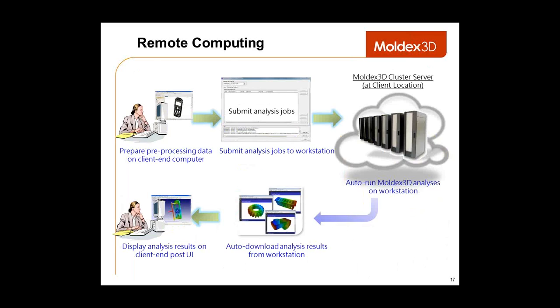Remote computing. The way the private cloud and the pay-per-use system works will be explained here. First, users would prepare pre-processed data on the client-end computer. Next, they would submit the analysis to a workstation. The workstation would then run a Moldex3D analysis. When that is finished, the users will be able to download the post-process results back onto the client computer and review these results to look at ways to optimize their design.